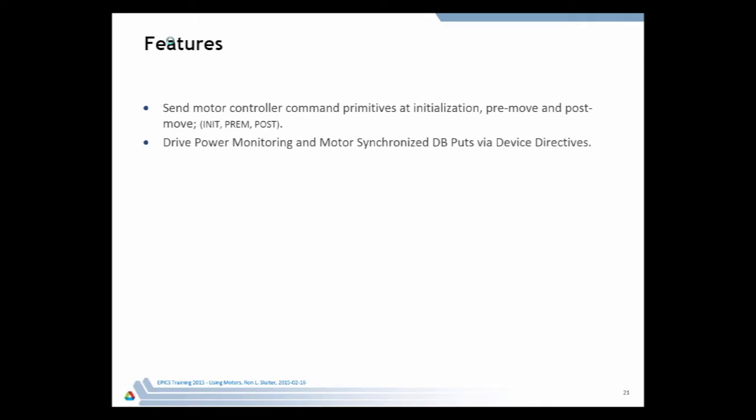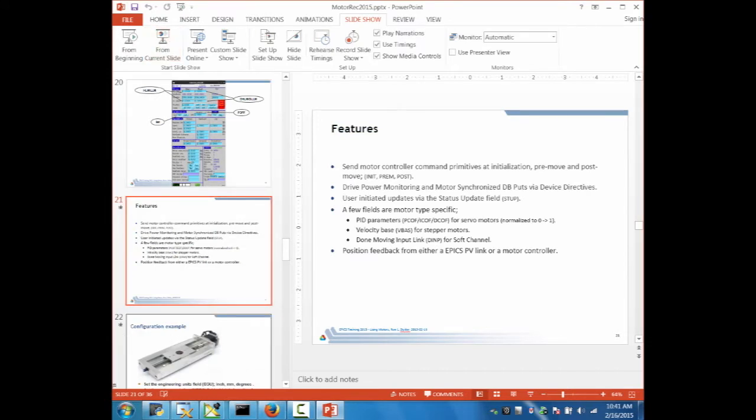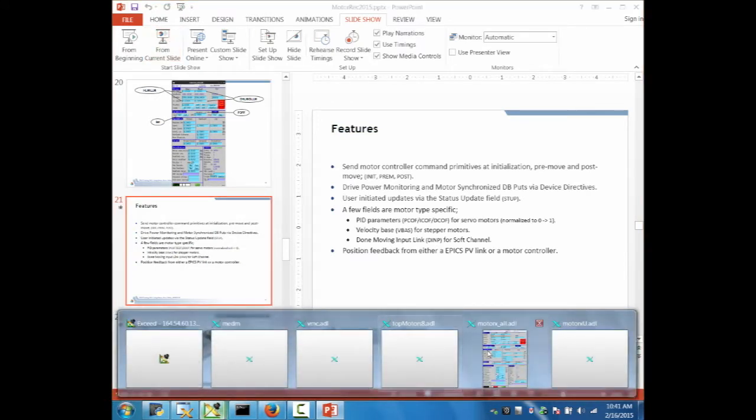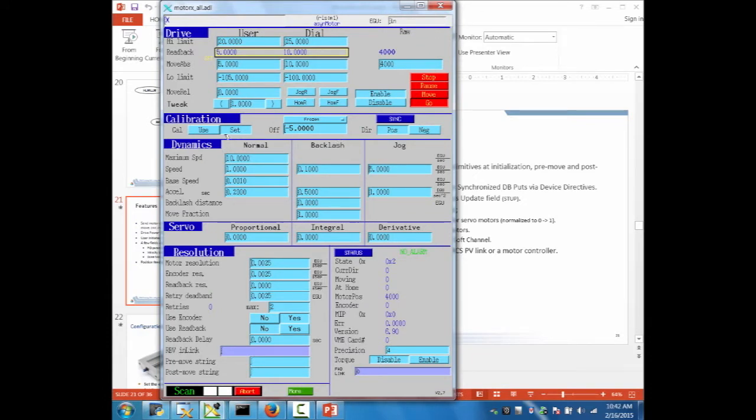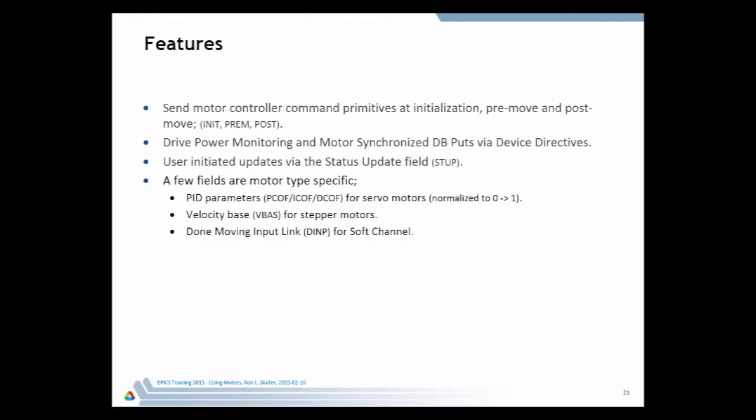There's also drive power monitoring that doesn't get used too much. There's a status update field right here, which isn't real obvious. This comes in handy, especially with servo systems and feedbacks. This is actually a status update button. Every time I click this status button, it's a request out to the device support to give the motor record updated information.